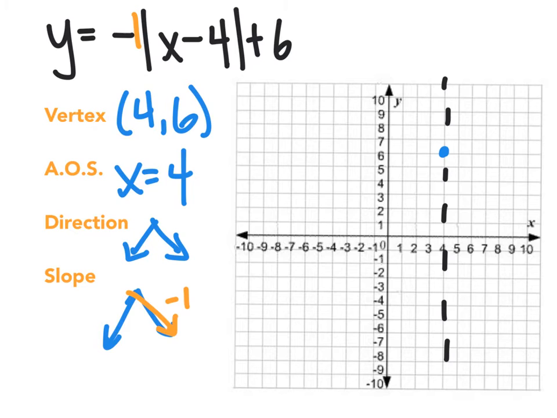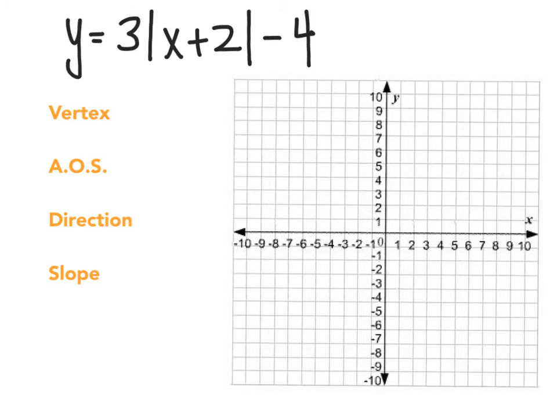So you should start by plotting the vertex and drawing the axis of symmetry. And then from that point, use your slope of negative 1 to draw a few points to the right, and mirror those points. And there you have it. There's your absolute value graph.